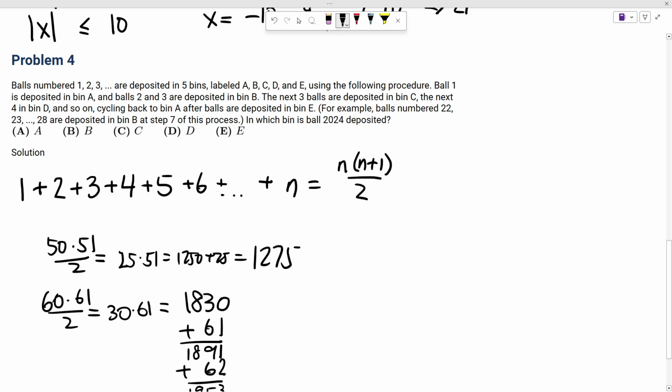And since 64 has a remainder of 4 when divided by 5, that means that the 64th addition was in bin D, because everything that is 1 mod 5 goes in bin A, 2 mod 5 goes in bin B, and so on. And because bin D gets the 4th, the 9th, and 14th, and so on, which includes the 64th.